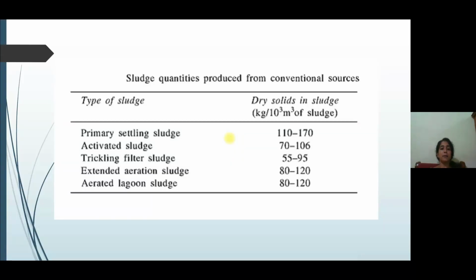Here you can see the primary settling sludge, activated sludge, trickling filter sludge, extended aeration sludge, and aerated lagoon sludge. The values are given in kilogram per meter cube, in meter cube into 1000 of sludge.